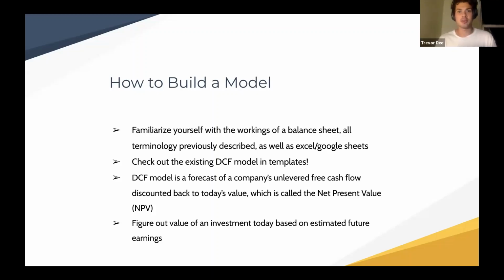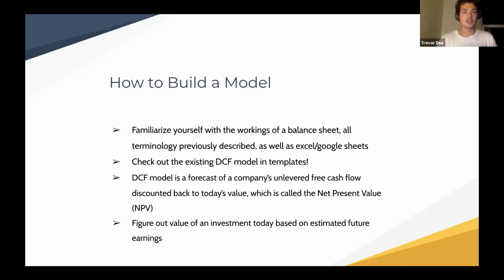So I'm just going to be continuing about how to build a model, at least more in brevity, until Jake and Mueller are able to take over and show us in a more in-depth way. The first thing I needed was that you should always familiarize yourself with the ins and outs of the balance sheet, as well as the income statement. All the terms previously described by Lathan, thank you again. And also you should really know Excel or Google Sheets. This will be virtually impossible without the help of that technology.